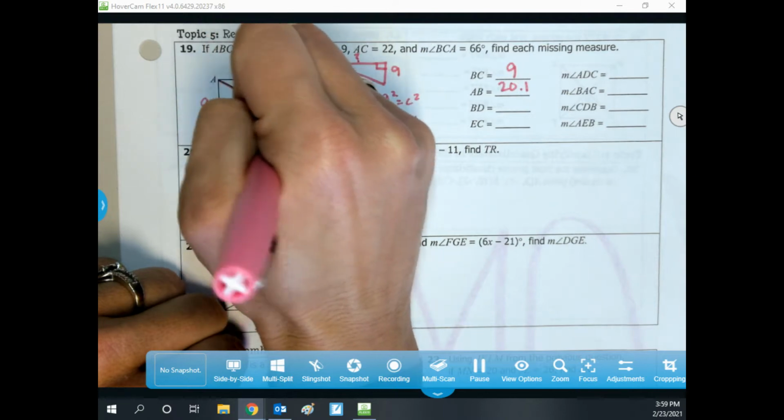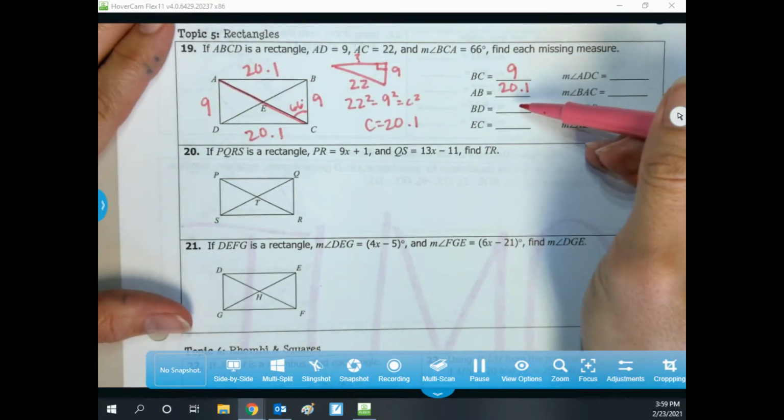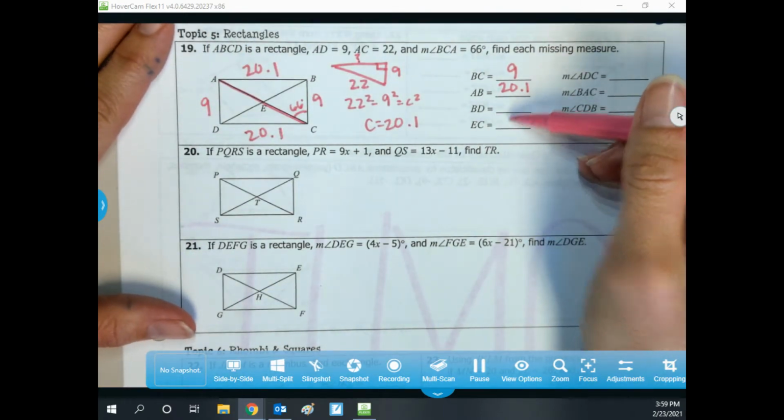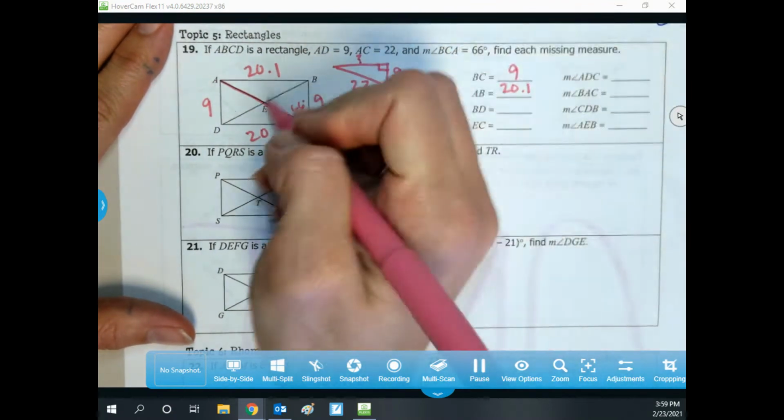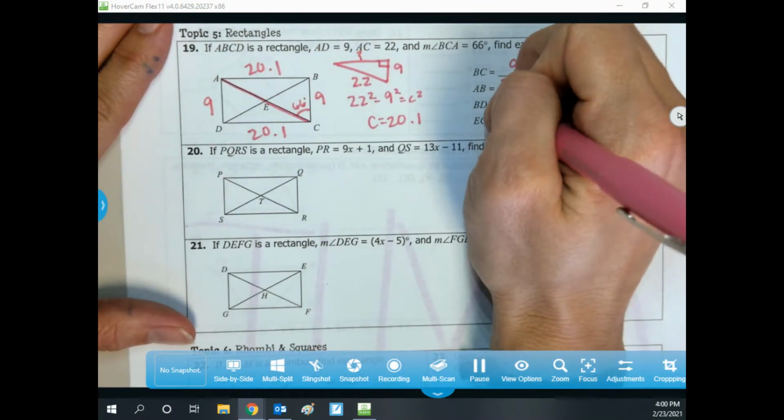All right, it wants to know what BD is. If AC is 22, that means that BD is also 22.